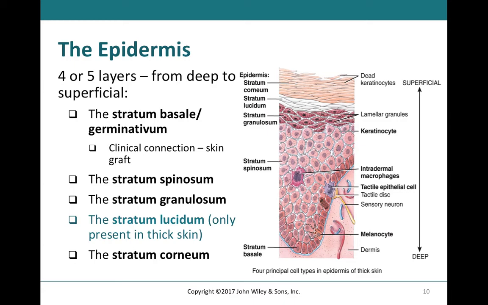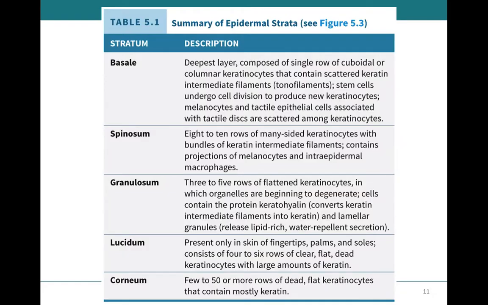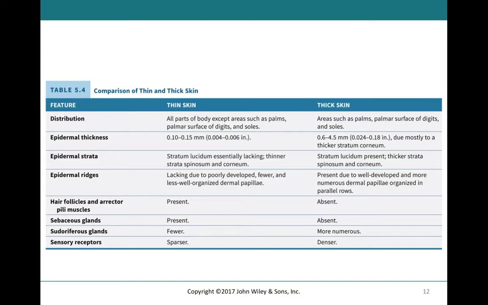Psoriasis here is a chronic skin disorder where you have more rapid division and movement of the keratinocytes that are in the epidermal strata. Because you have more rapid division and movement of them, you get that chronic skin disorder. And here is just a table that goes over the specifics.